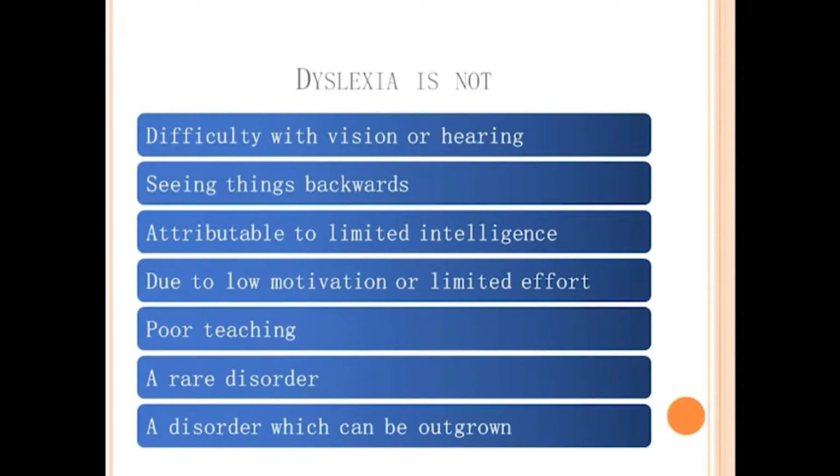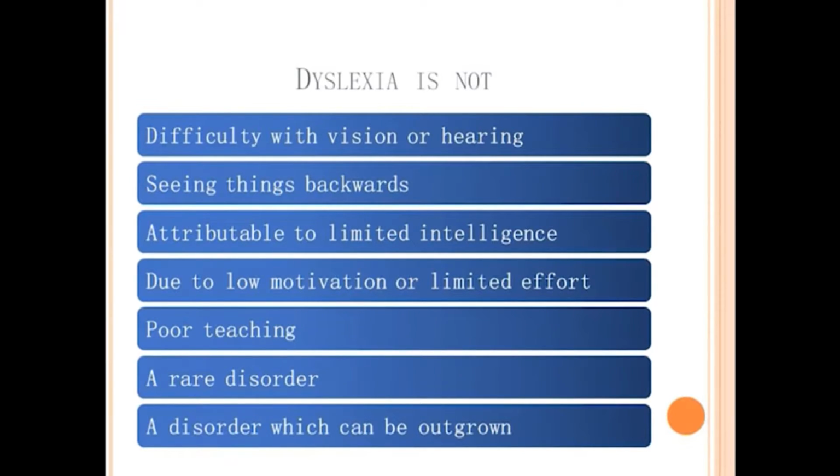Tim's difficulty with reading is not attributable to limited intelligence, low motivation, or limited effort. He has at least average intelligence, he wants to do well, and he is willing to work hard. And his good intelligence, motivation, and effort are reflected in the fact that he does fine with all studies except reading, spelling, and things related to reading and spelling.